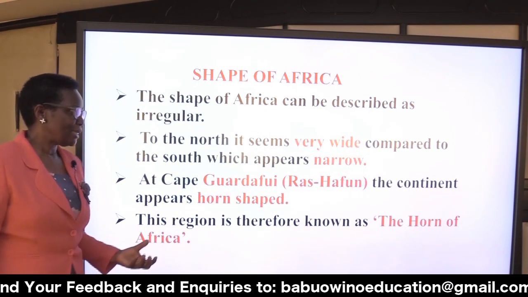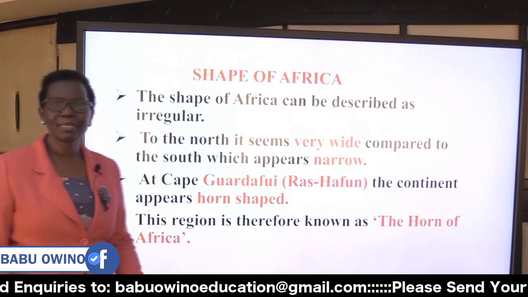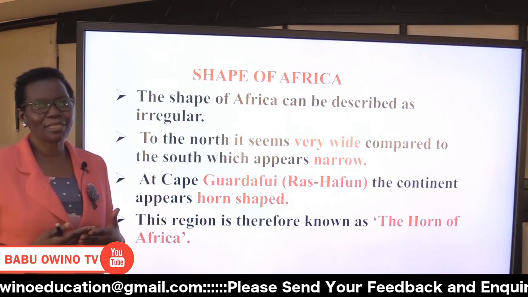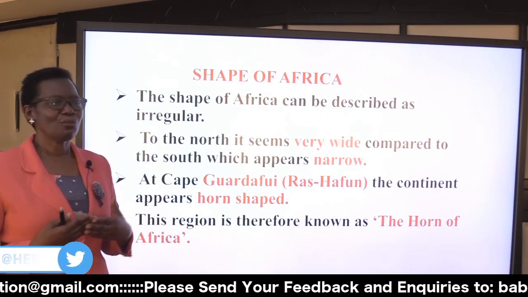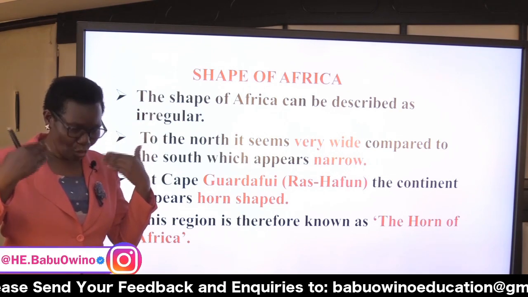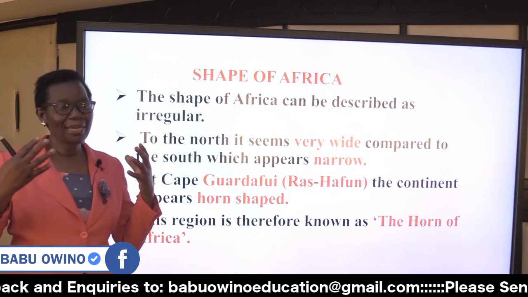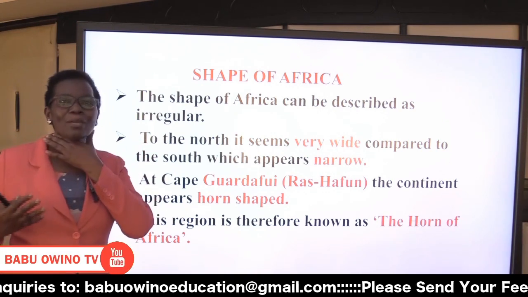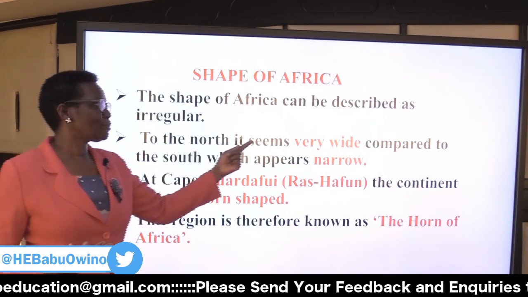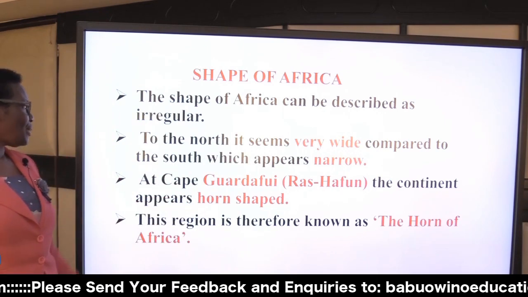Then how do we describe it? To the north, it seems very wide compared to the south, which appears very narrow. So if we look at the shape of our heads and the neck, you find that to the north, Africa is so wide, it can be compared with a human head, and to the south can be compared with a human neck. That's why I'm saying to the north, it seems very wide compared to the south, which appears narrow.